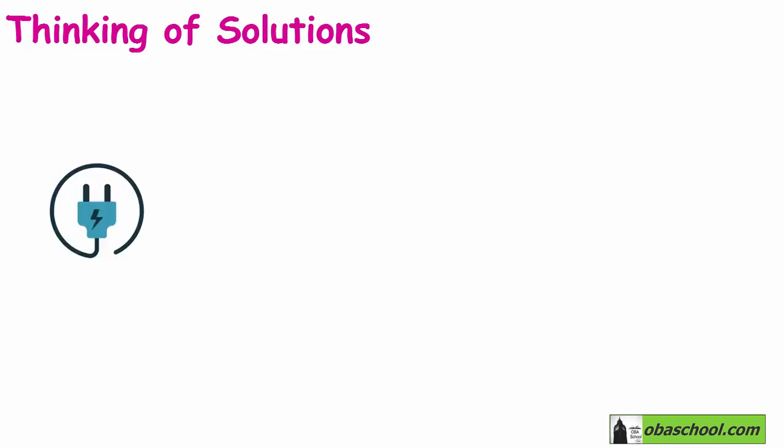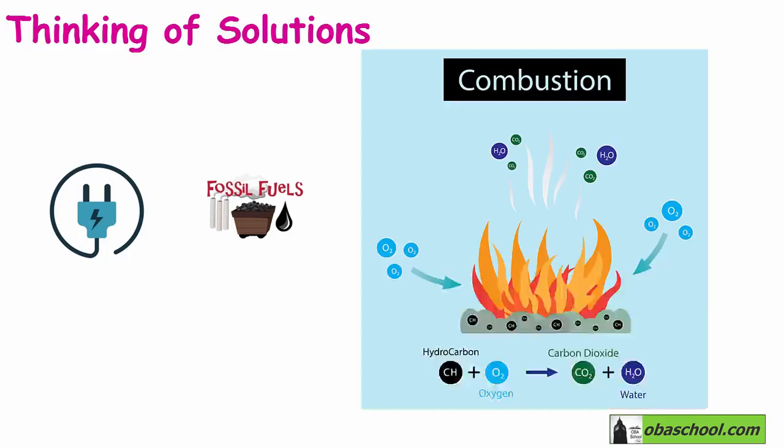Let's start with electricity. Most of the electricity used in the UK is made by burning fossil fuels. As we know, burning fossil fuels will release carbon dioxide into the atmosphere. So one product of the combustion reaction of fossil fuels is carbon dioxide. CO2 is a greenhouse gas.